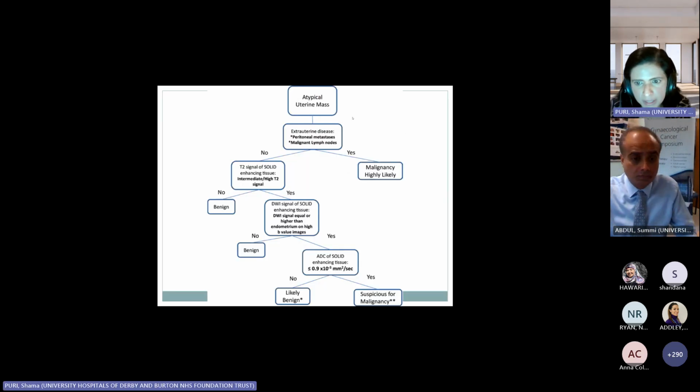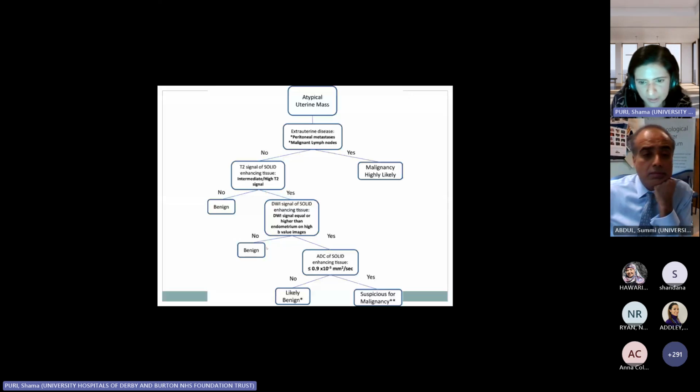So in their paper, they give this flow chart to follow. If you have a uterine mass, and you think it could be leiomyosarcoma, you first look for any evidence of metastasis. And if you have, then you know it's cancer. And if you haven't, then you look at T2 signal. If it's low, you know it's benign. If it's high, then you do diffusion weighted images and you see whether DW images are bright or not. And if they're not, it's benign. And if it's bright, then you go to ADC and you measure your ADC. And if it's less than 0.9, then it's likely benign. And if it's more, then it's suspicious for malignancy. So they tried to make it quite systematic.